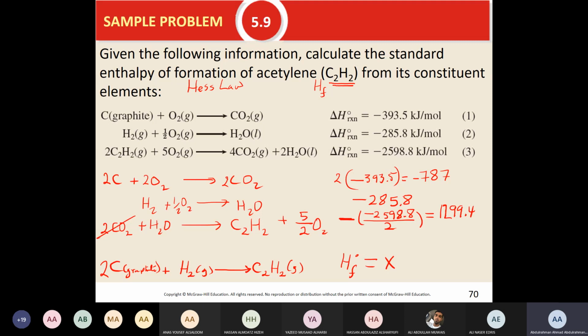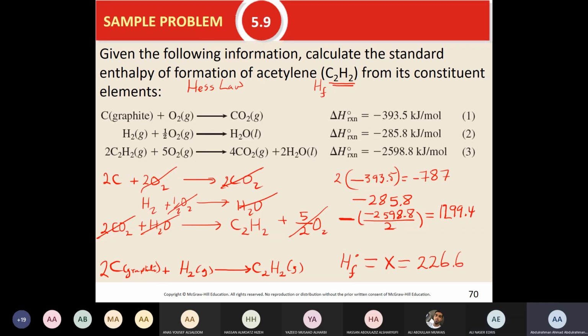CO2 will go with CO2. What else? H2O. What else? Half O2. What else? Nothing more. So what's X? This is the sum of the three heats of formation. Good. Give me an answer. 226.6.